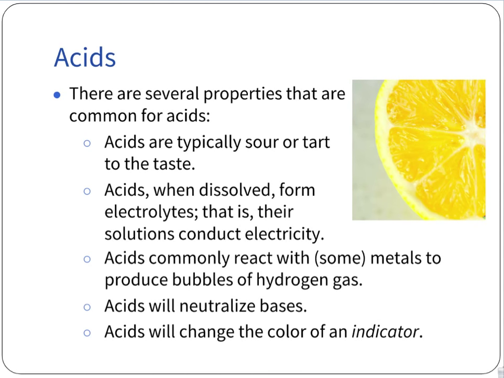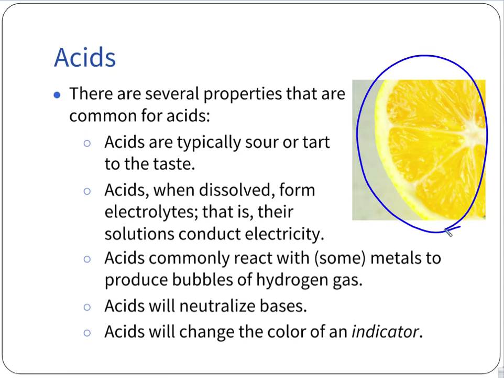Several properties are common for acids, that scientists have noticed over the last several hundred years. Number one is that acids tend to have a very sour or tart taste. We have a lemon over here, with a very tart taste, and a lot of fruit have that. That is due to the acid in that fruit.